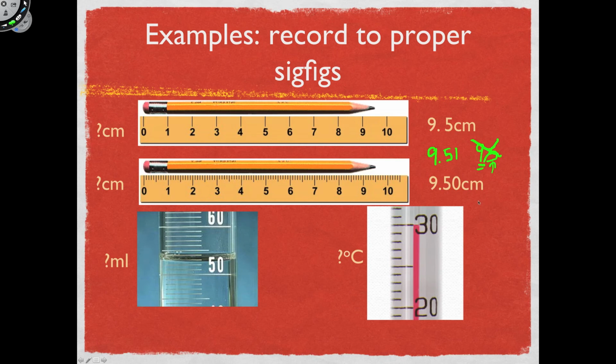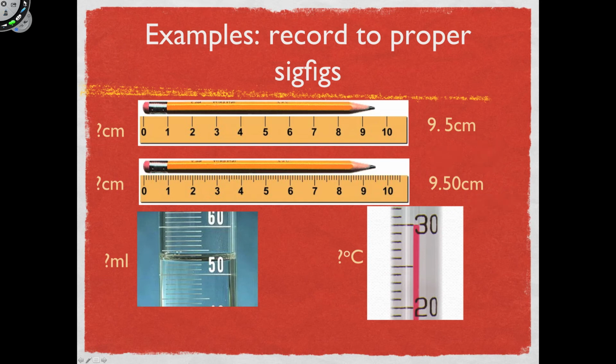Well, what if I wrote 9.501 centimeters? Now what have I done? Well, I'm saying I'm certain of the 9, I'm certain of the 5, I'm certain of the 0, and I guessed the 1. Am I certain of this 0? No, because there's nothing in between these lines to tell me if it's right on 0, if it's a 1, 2, or 3, or 4, or so on. So you have to be careful when you're recording like this.